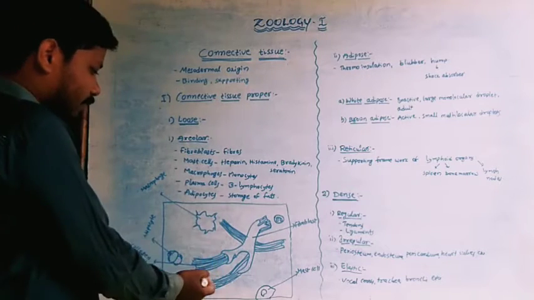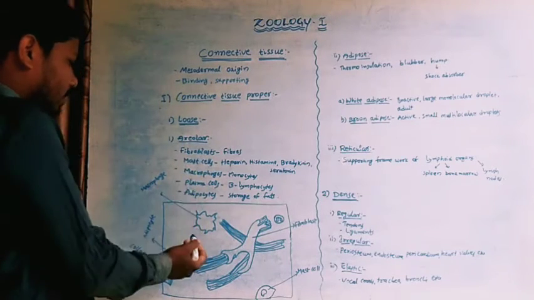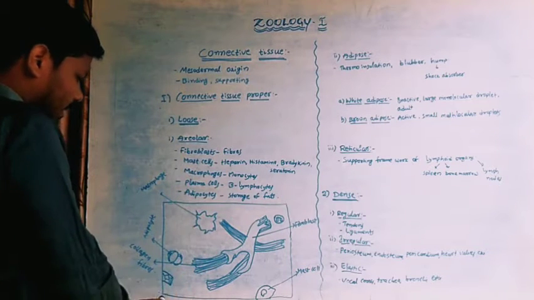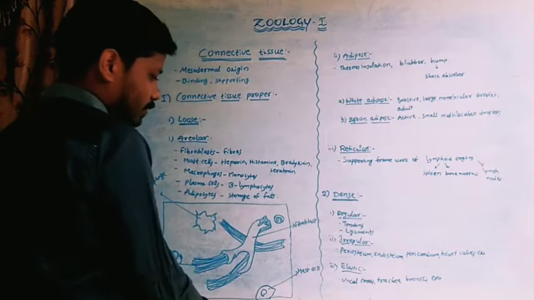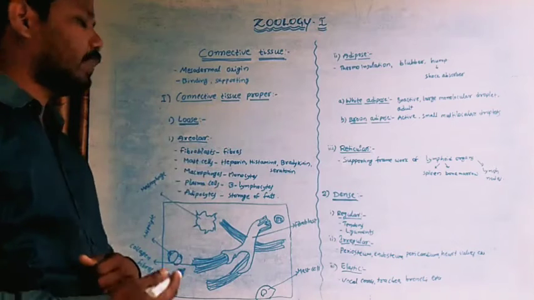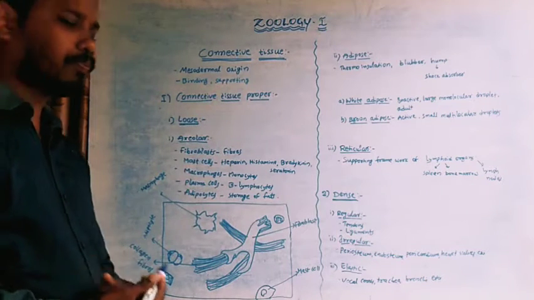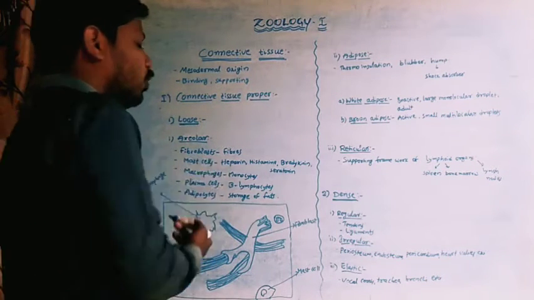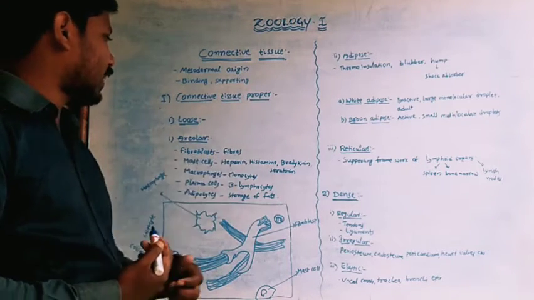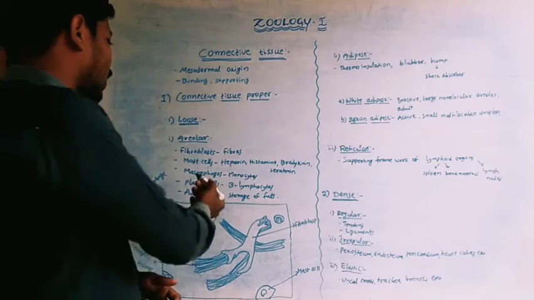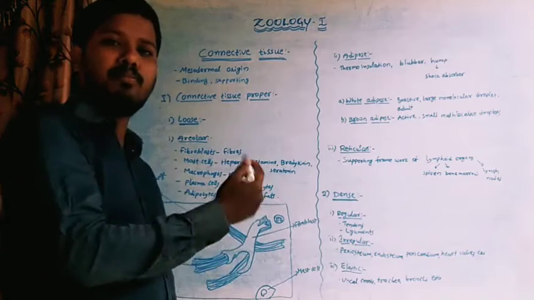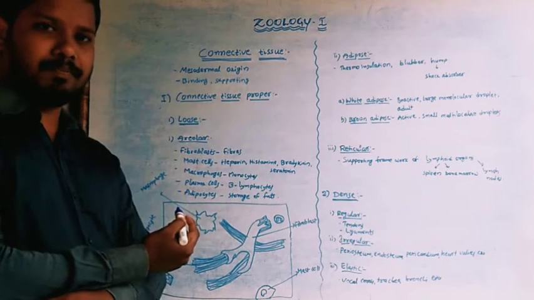We can observe this diagram of the areolar connective tissue. Here there are macrophages, adipocytes, collagen fibers, mast cells, and fibroblasts. These are the different types of cells in the areolar loose connective tissue. Fibroblasts secrete fibers. Mast cells secrete heparin, histamine, bradykinin, and serotonin.